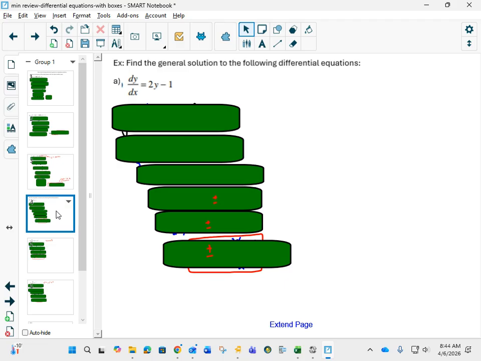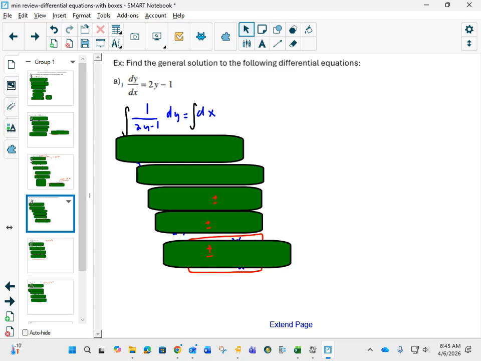One thing to help you with these equations is, when thinking about separating the x and the y, things have to be multiplied. I can't just move the 2y over and leave the 1 on this side. I need to divide that whole 2y minus 1 over to the other side.